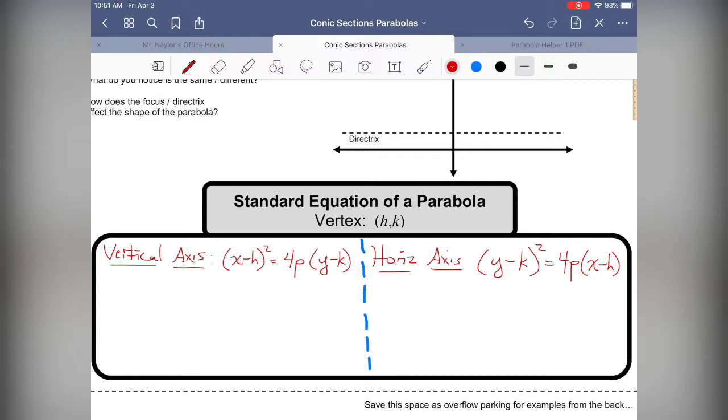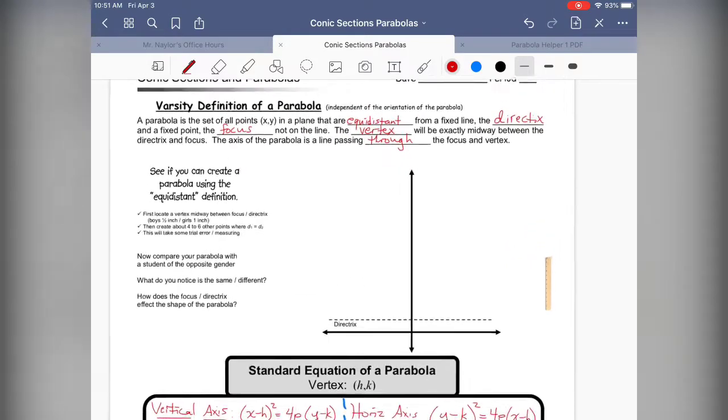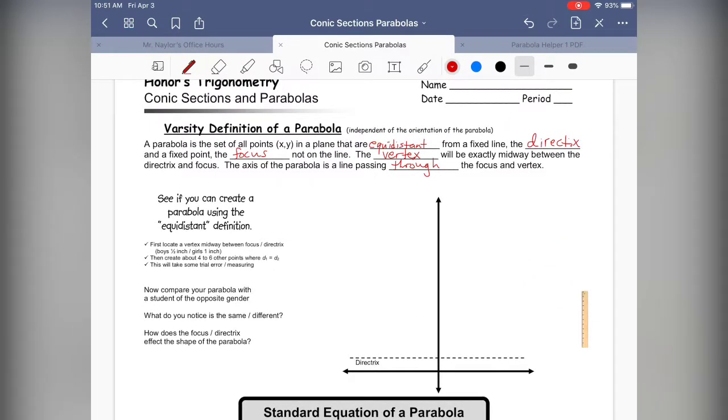But if you at least filled it in, you're starting to get an idea of what is known as a conic section. Now, let's see if we can create a parabola that basically follows this equidistant definition. In other words, what really is a directrix? What's a focus? And what's a vertex?